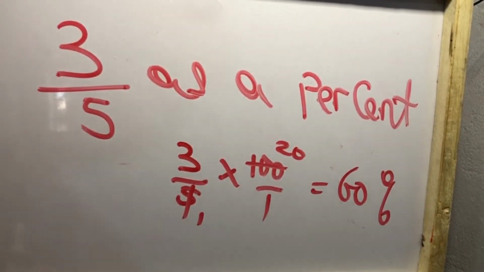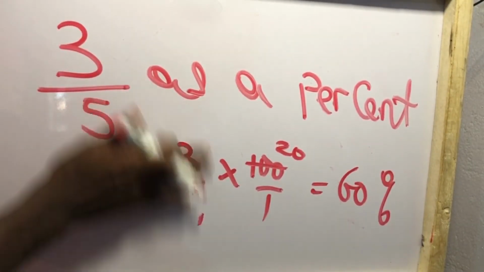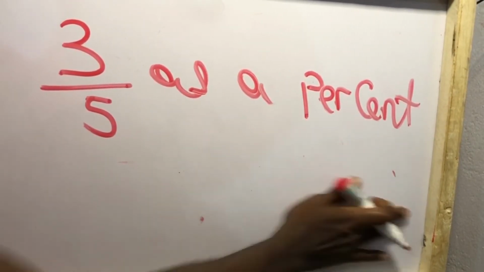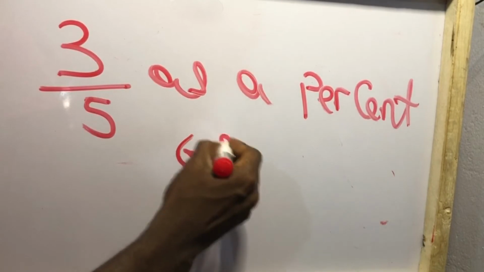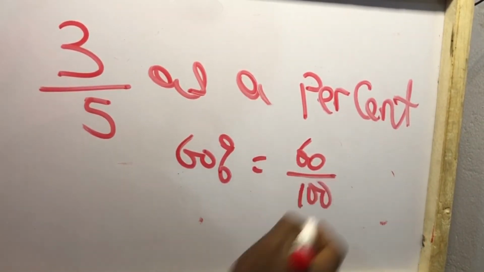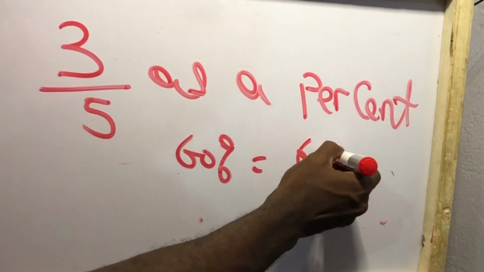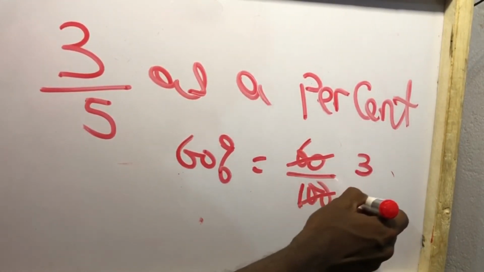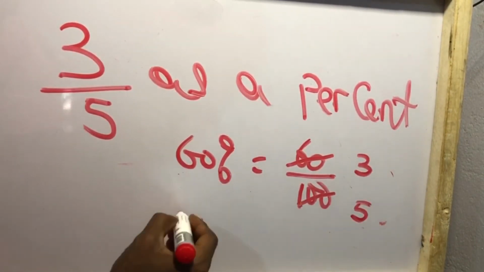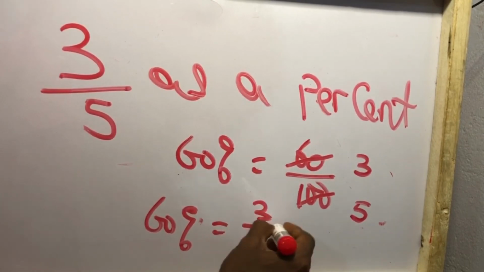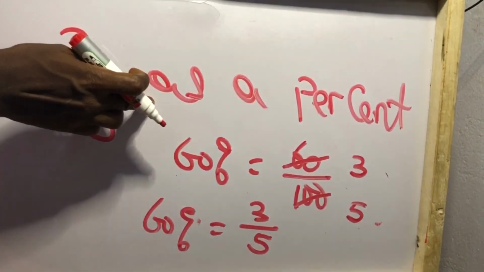Now, if you want to check whether what you have done is correct, you can simply take the 60%. 60% is the same thing as 60 over 100. Now, 20 here gives 3, 20 here gives 5. That is, 60% is the same thing as what? 3 divided by 5.